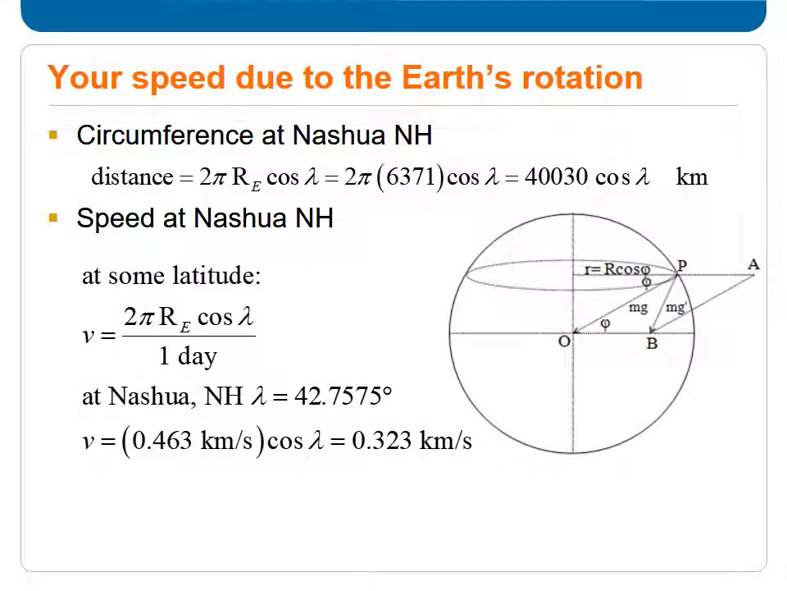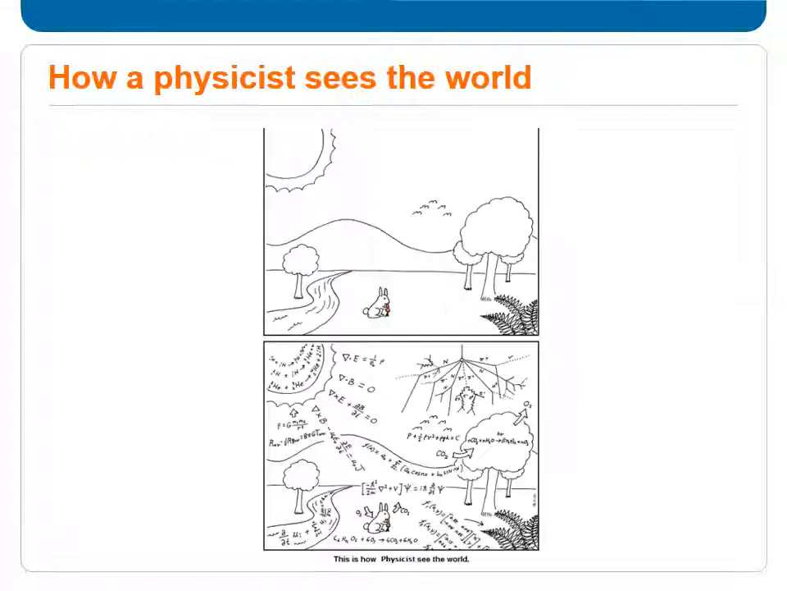One day has 86,400 seconds. Dividing the circumference at the equator by the number of seconds in a day, we find that a position on the surface of the Earth at the equator is traveling 0.463 kilometers per second due to the Earth spinning. This isn't even considering the motion due to the Earth orbiting the Sun. The speed is over 1,000 miles per hour.